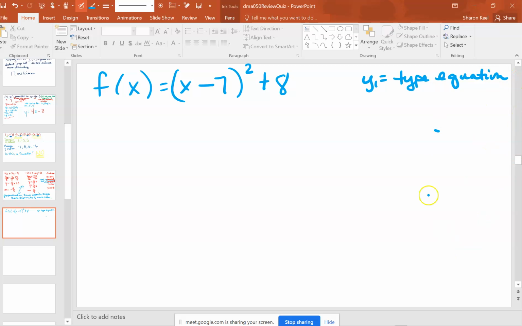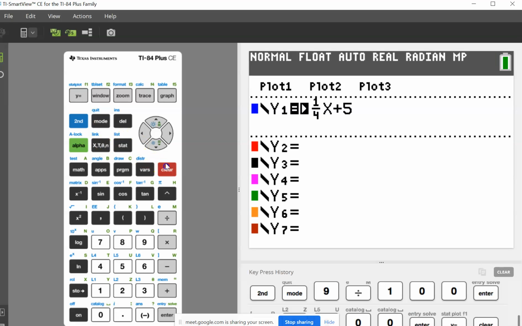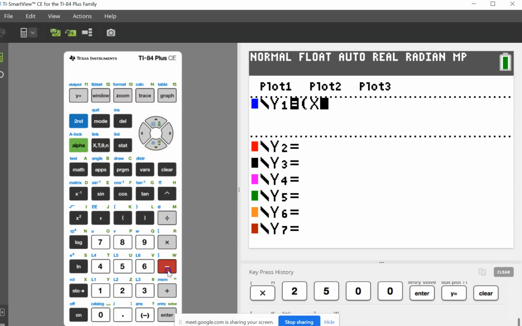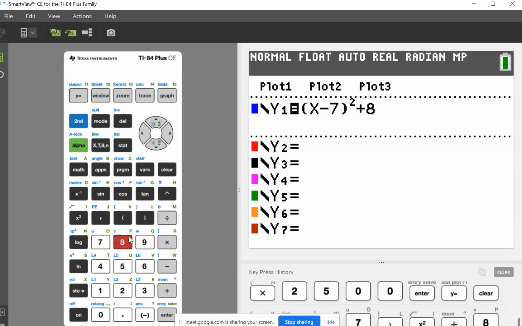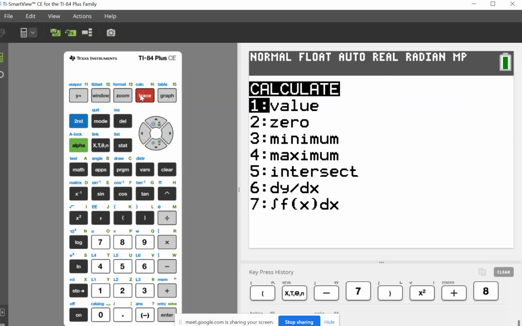Okay, so let's come here. Y equals, let's clear this out. We're going to do our x minus 7, square it, and then do plus 8. Our next step is to press graph to view it. If we're not at the standard view, we would do zoom 6, but we are at the standard view. To graph a parabola, we need to find the vertex. This vertex is at the bottom. It's called the minimum. So we're going to do second trace, and we're going to choose minimum, number 3.